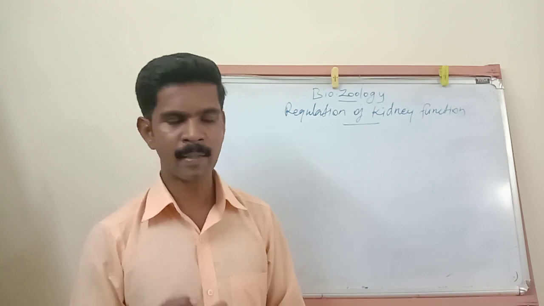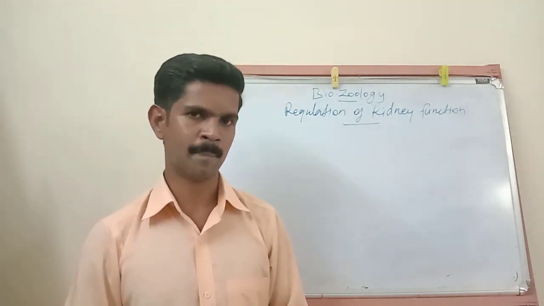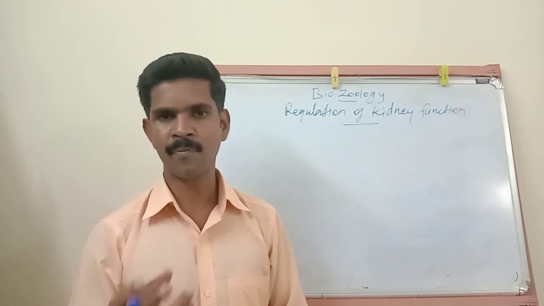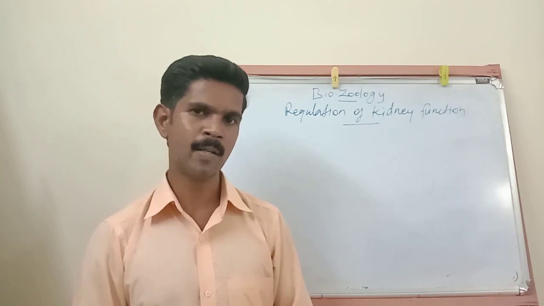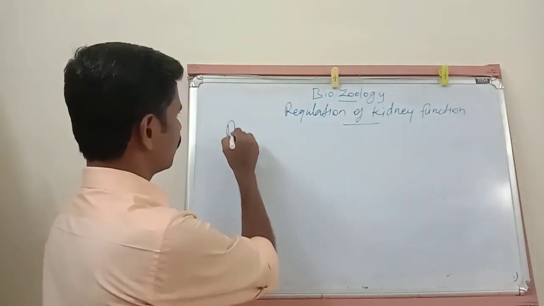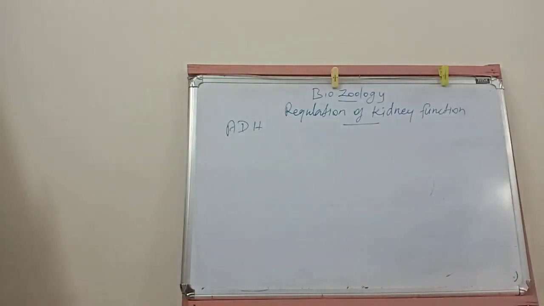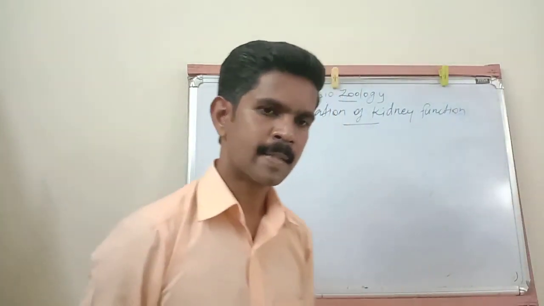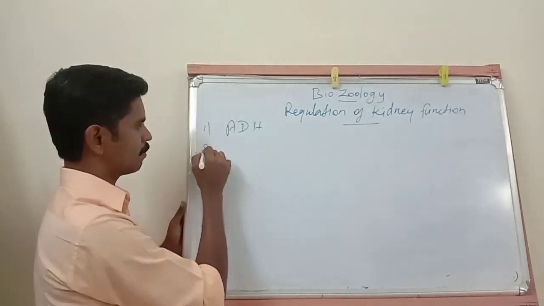Understand? So in this topic we studied the functions of antidiuretic hormone. Okay, so I already told you there are many factors controlling the functions. The first factor is this antidiuretic hormone. Then the second factor is renin-angiotensin.